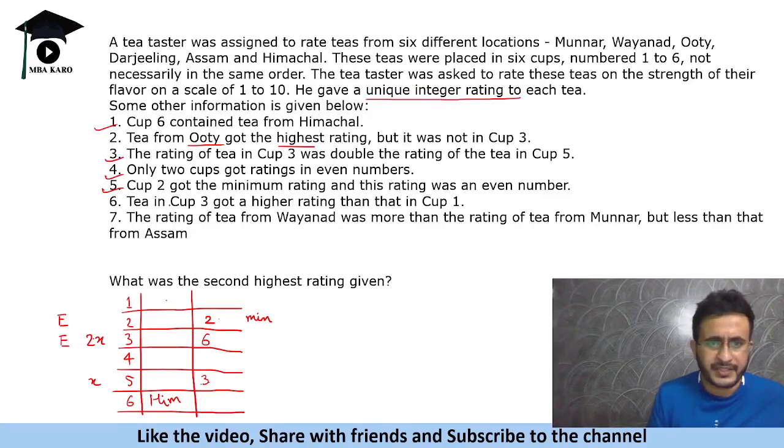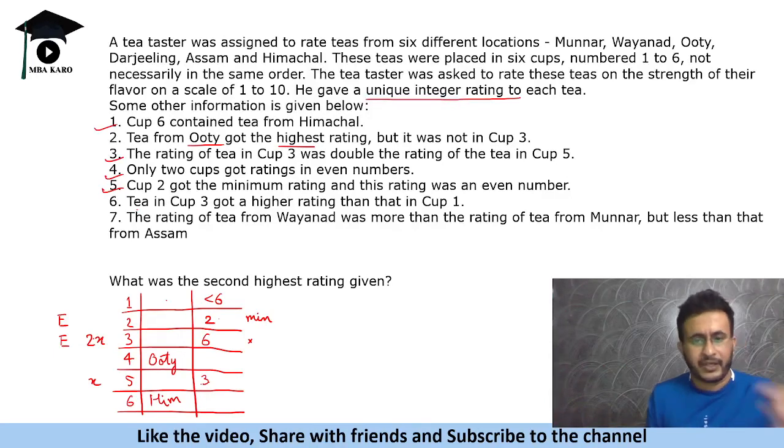Now if we see this, the tea in cup 3 got a higher rating than in cup 1. So this is not the highest. Okay, there has to be a higher value. This is less than 6, and then OT can only be in this cup. So this will be OT. This will be the highest rating in cup 4.